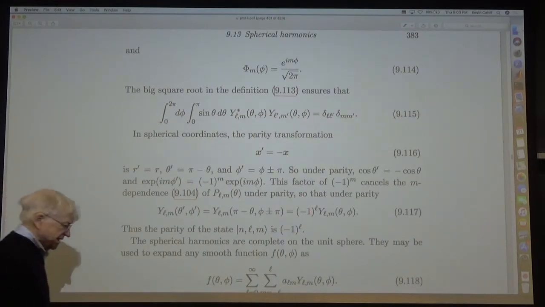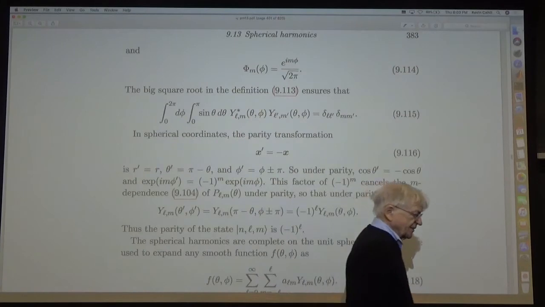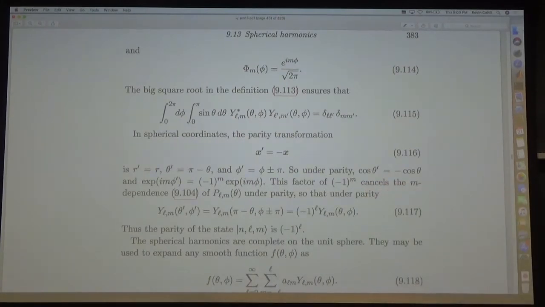And that's something that you've probably seen in quantum mechanics classes where you say, well, the hydrogen atom wave functions, eigenfunctions, have parity minus 1 to the L, and that gives you various selection rules, which are, of course, important in optics and atomic and molecular physics.